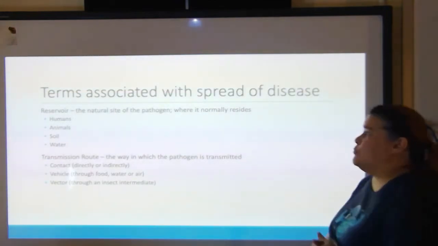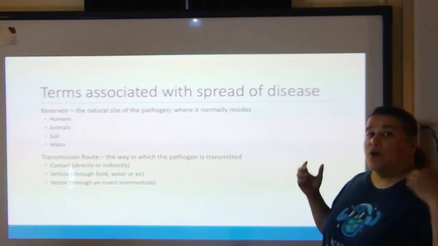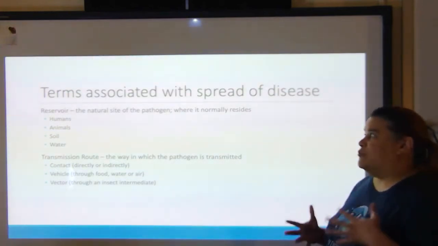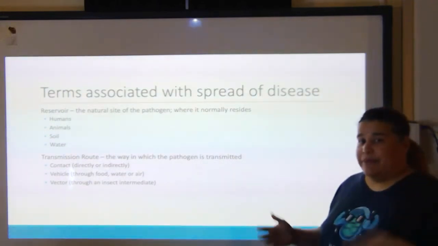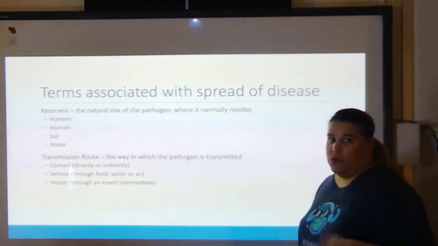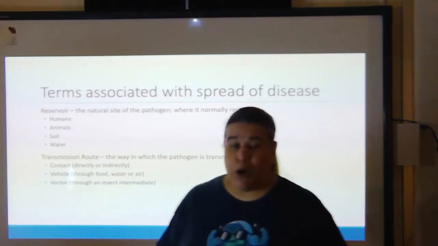Terms associated with the spread of a disease. A reservoir is a natural site of the pathogen. Where does it normally reside? Is it in humans? Is it in animals? Is it in soil? Is it in water?